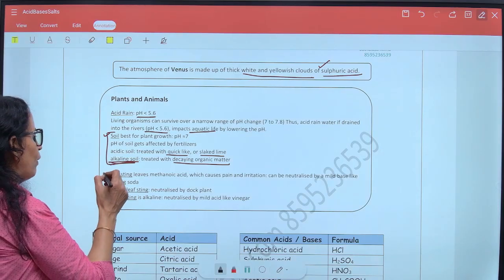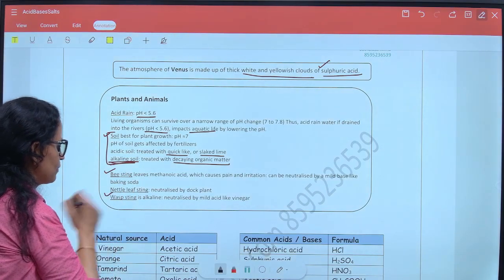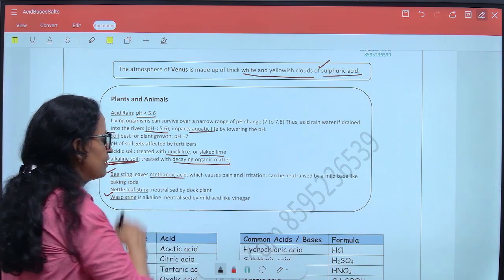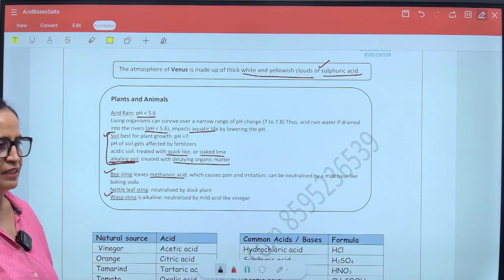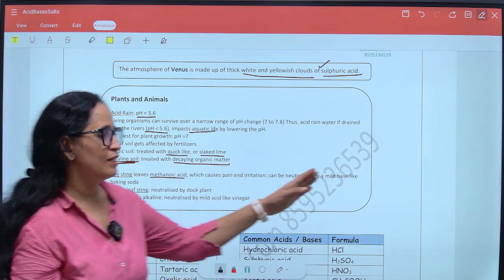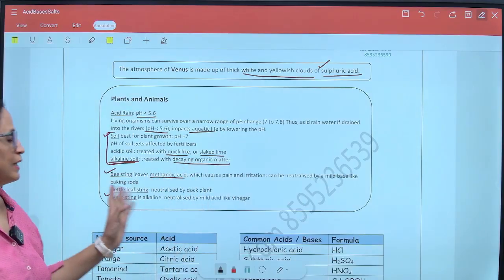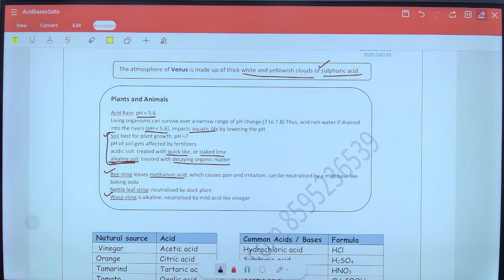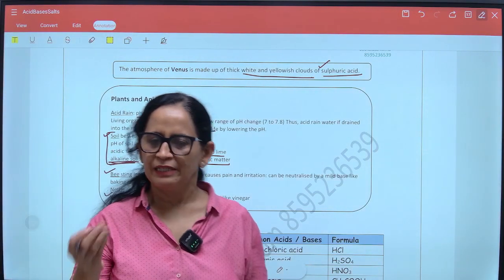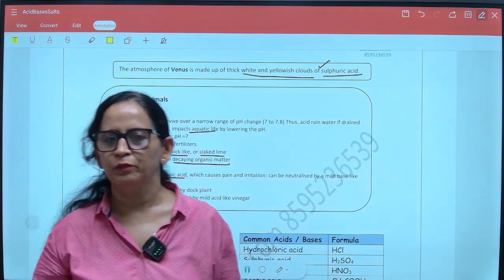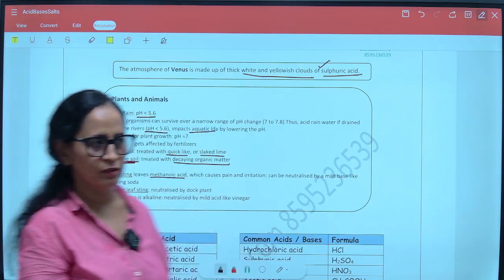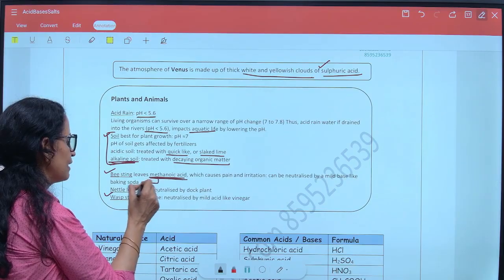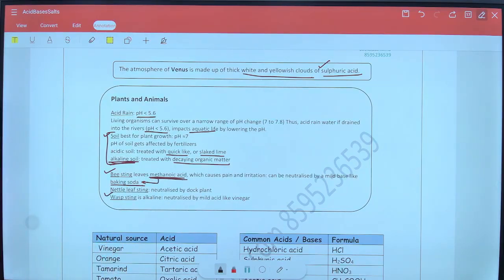Now this is very important, bee sting and wasp sting. What is the difference between them? Bee sting leaves methanoic acid in our skin which causes pain and irritation. So this can be neutralized by a mild base like baking soda. So if anyone gets a sting by a bee, you can quickly go to your kitchen, take out baking soda, make a paste of it and apply on it. So it will make you feel better. Because bee sting leaves methanoic acid and this acid gets neutralized by baking soda.